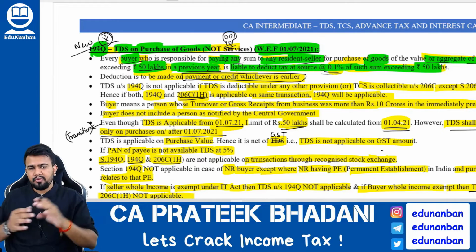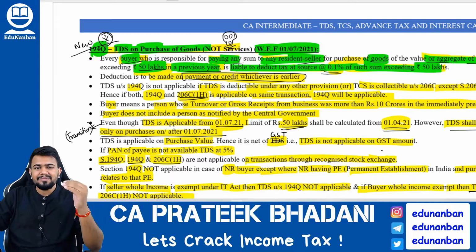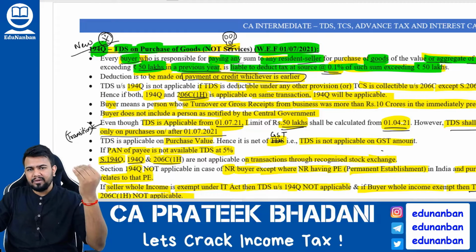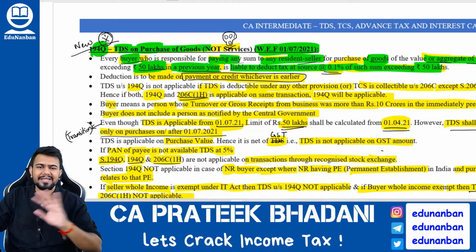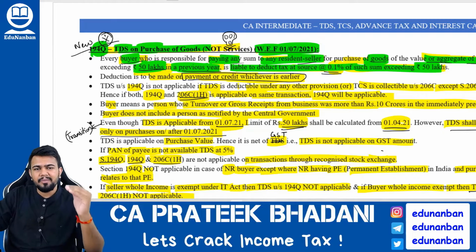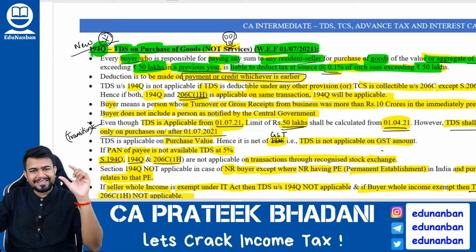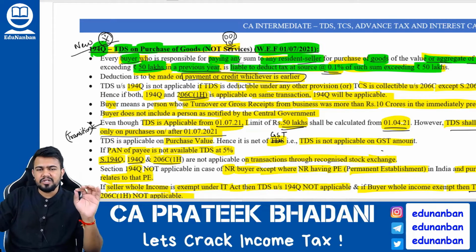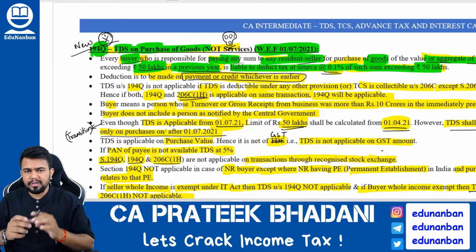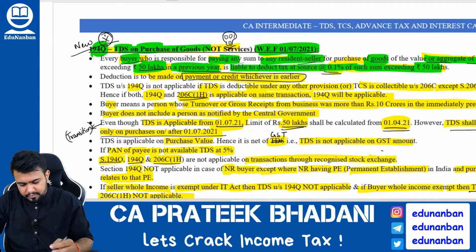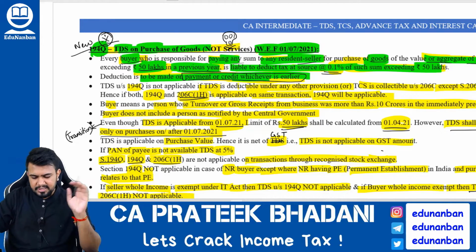So listen here, what will happen if a buyer is buying goods of more than 50 lakh rupees? Then on the amount in excess of 50 lakh rupees, it means for the first 50 lakhs there is no need to deduct the TDS. Only if the amount is more than 50 lakhs, on the excess amount alone deduct TDS at 0.1%. Okay. Now, this deduction is to be made on payment or credit, whichever is earlier.